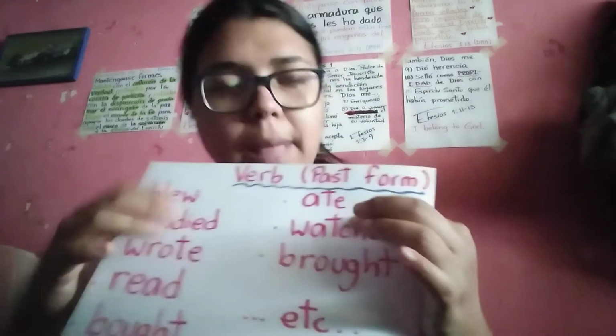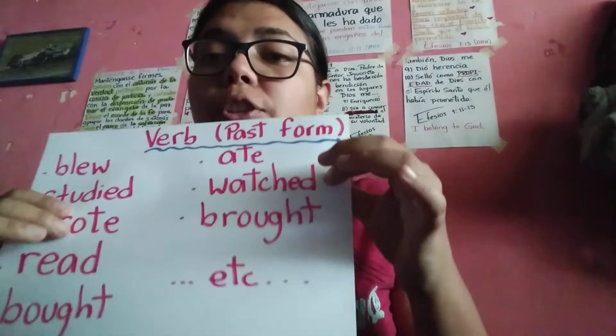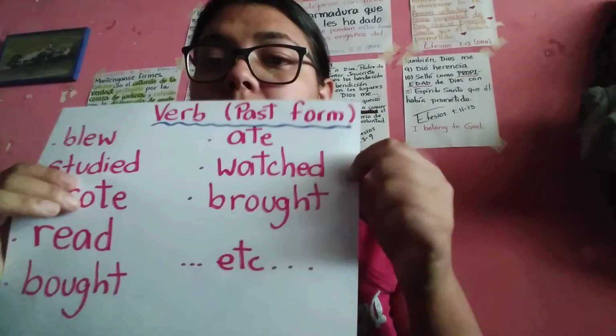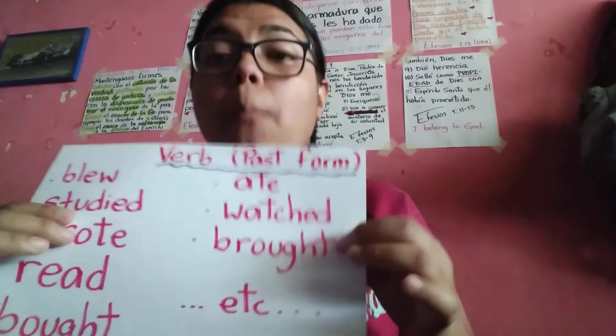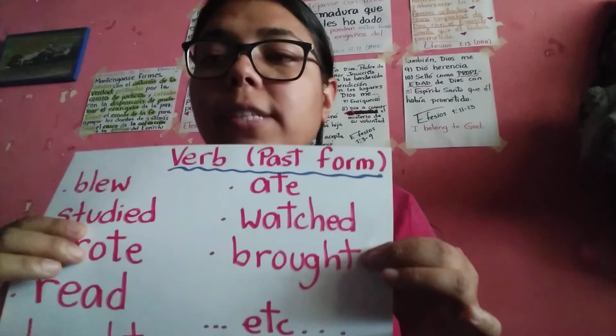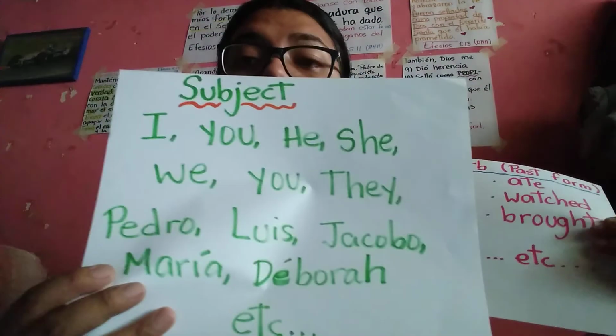We have here bought, that I bought something. I bought this, right? We have ate, yum, yum, yum, yum. I ate my lunch a few hours ago. Watched, remember, watched. I watched a movie last week, and we have brought. I brought cookies for your party. So, step number 1, my subject.